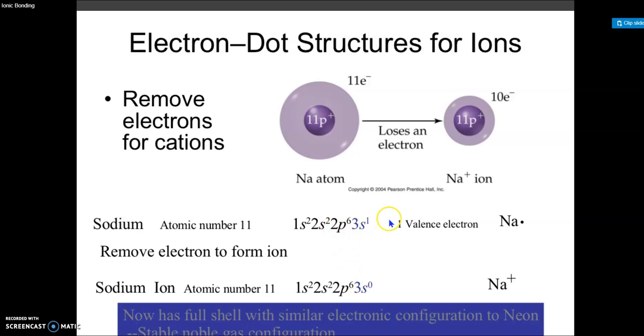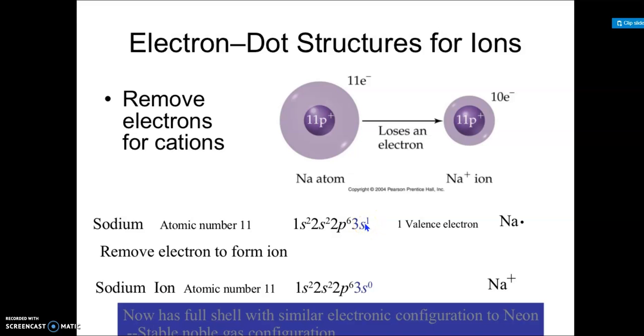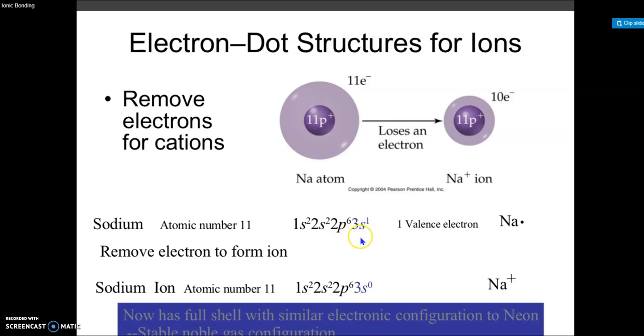In the atomic state the valence shell carries only 1 electron, which does not fulfill the octet rule. To attain the octet, sodium always prefers to lose 1 electron to achieve 8 electrons in the valence shell. Now it has a full shell with an electronic configuration similar to neon, which is stable, meaning it easily achieves the next noble gas electronic configuration.